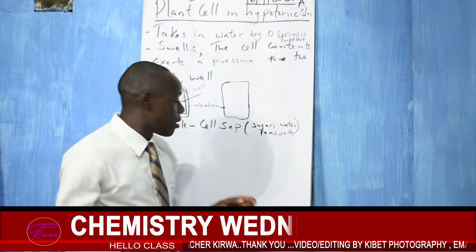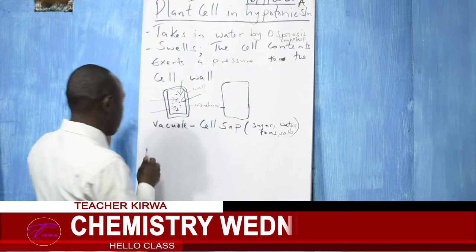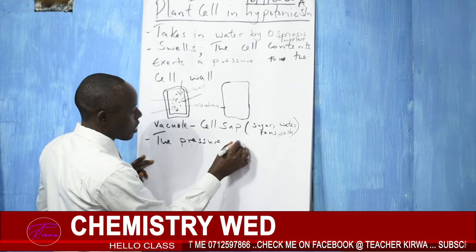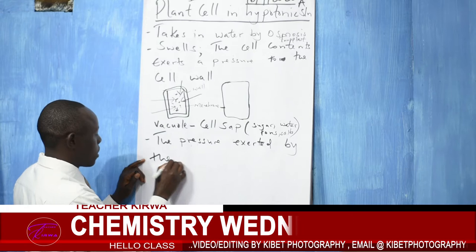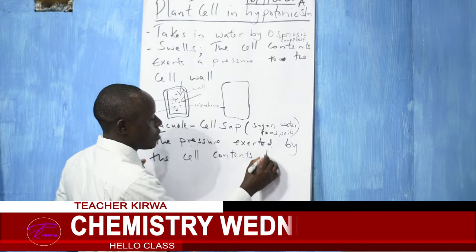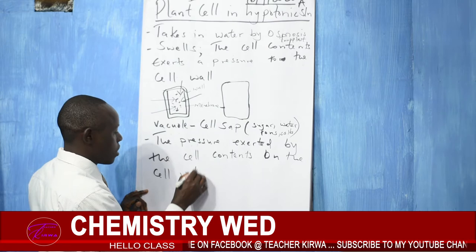Now, this pressure exerted by the cell contents on the cell wall is called turgor.